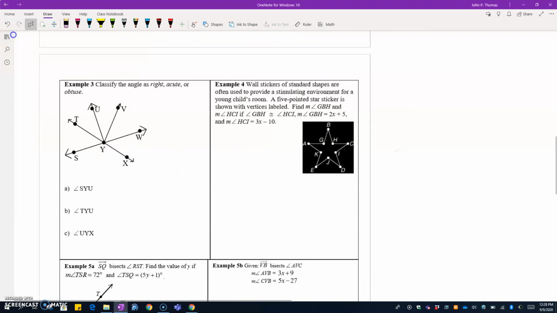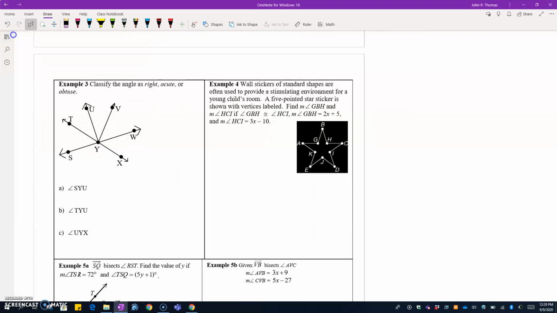All right, looking to page 2 of the notes, you're going to notice that we're embedding a lot of vocab in here. It's words you've probably heard in the past, like right, acute, and obtuse, but we will see that coming up quite a bit throughout this. So this says classify the angles as right, acute, or obtuse. So it starts with angle SYU. So we're going to go from S to Y to U.